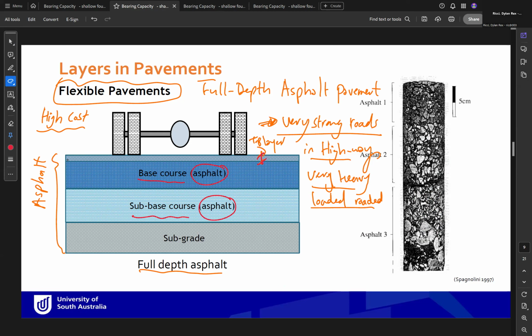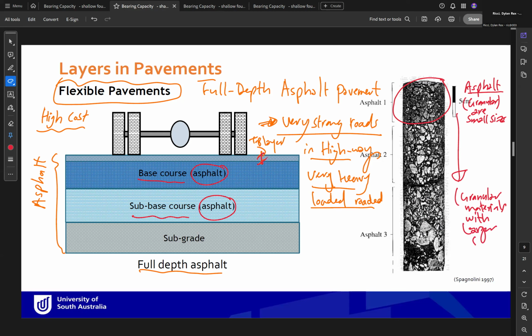Okay, and if you look at the cross section here, you have this top layer from asphalt here. If you notice, because asphalt is mixed with granulars, the granulars are small size, and when you go down, the granular materials are of larger size. Okay, so this is another example of the flexible pavement.